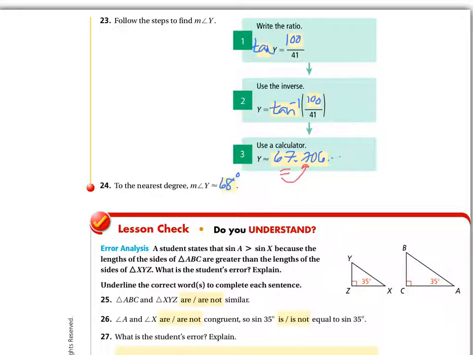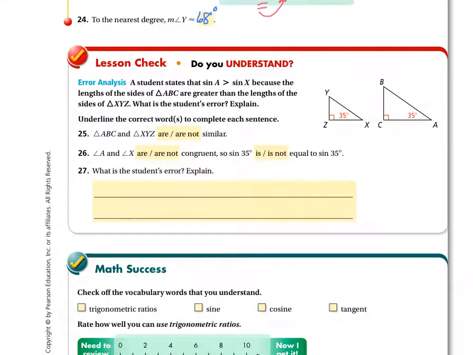So then what I would like you to do, before we do some additional problems, is do the lesson check on your own, 25, 26, 27. I'll give you probably about 2 minutes to do that on your own. And I will quietly do it up here, and we'll talk about it.